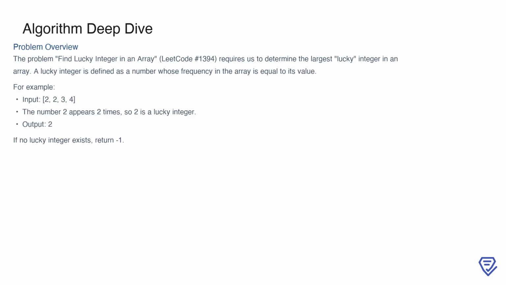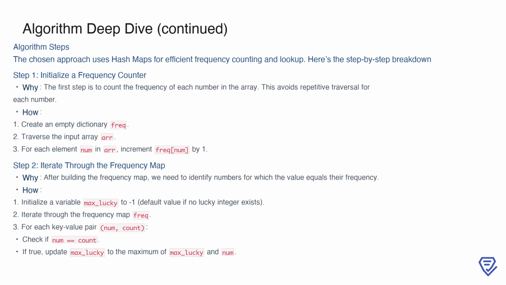This problem requires us to efficiently count the occurrences of each number and determine if any of them meet the lucky condition. To solve this problem, we use a hash map for efficient frequency counting and lookups. The first step involves initializing a frequency counter. The reason we do this is to record the occurrences of each number in the array without repeatedly traversing the data. We create an empty dictionary called frequency and traverse the input array. For each element, we increment its count in the dictionary.